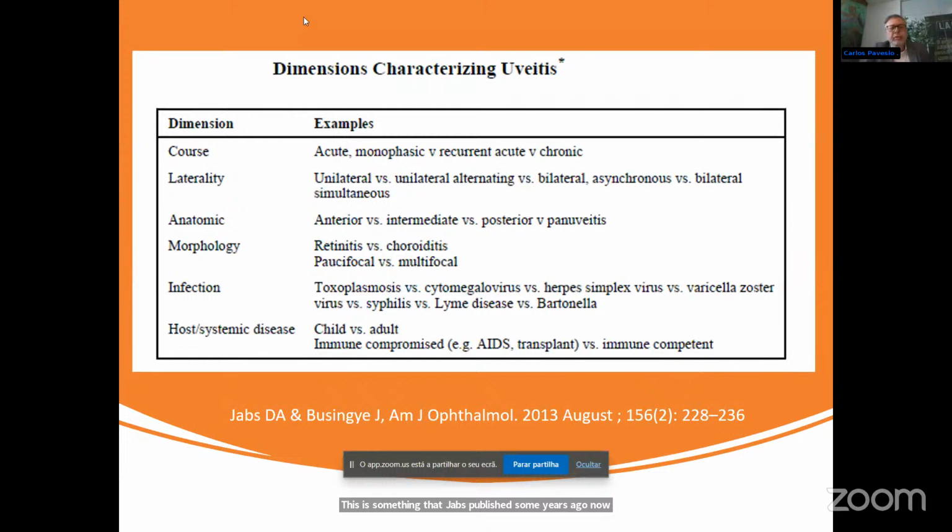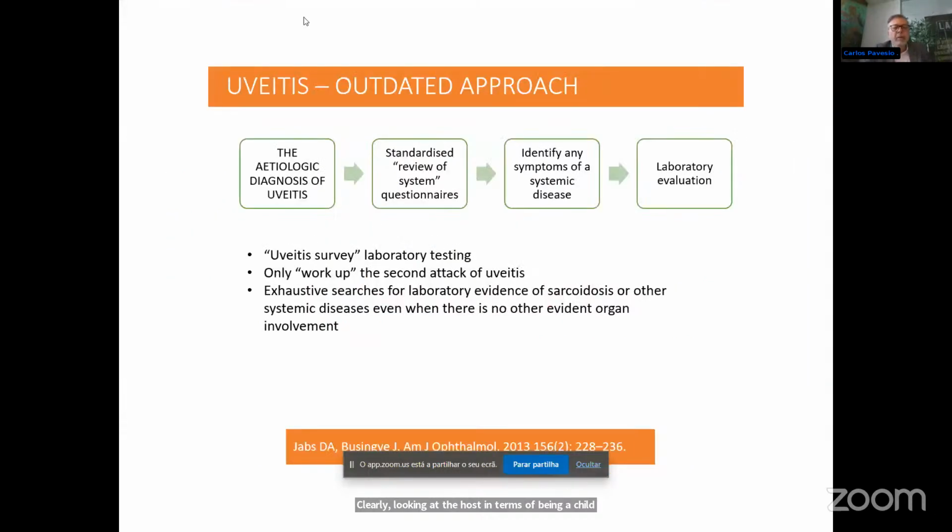So, the course of the disease, the laterality of the disease, where it is located predominantly: anterior, intermediate, posterior, pan; the location in terms of retinal, choroidal; is it multifocal, unifocal; and whether it's connected to an infectious process. Clearly, also looking at the host in terms of being a child or an adult, and looking at any other underlying systemic disease. This is now considered an outdated approach. You can remember patients filling in these huge questionnaires. Some of the questions we didn't know ourselves what they meant, but we created these questionnaires pages long, and they were not very helpful, but that's how the approach was at the time.